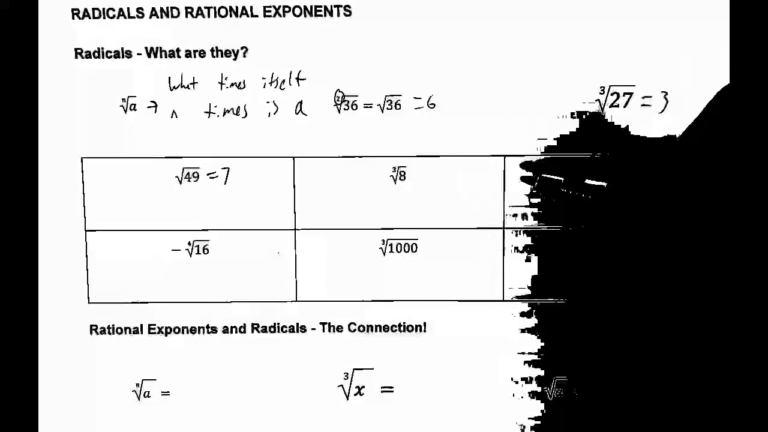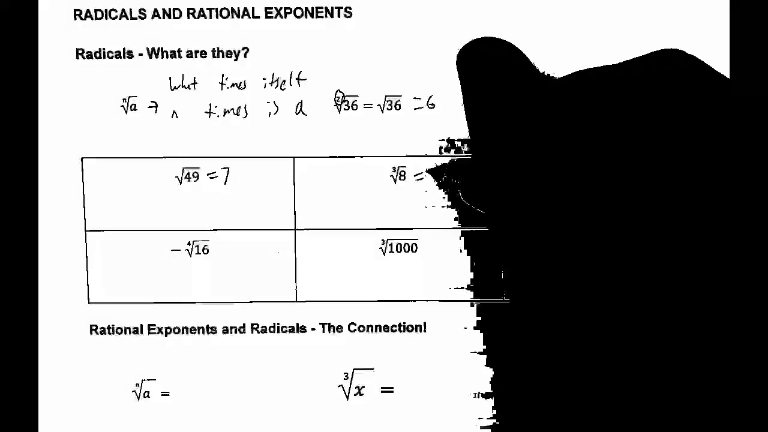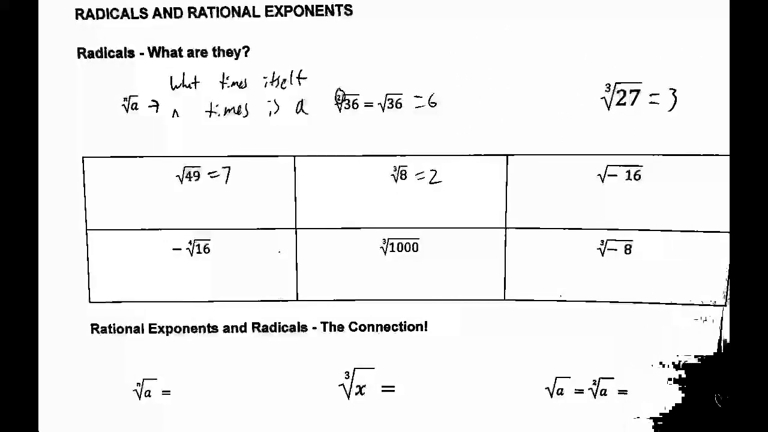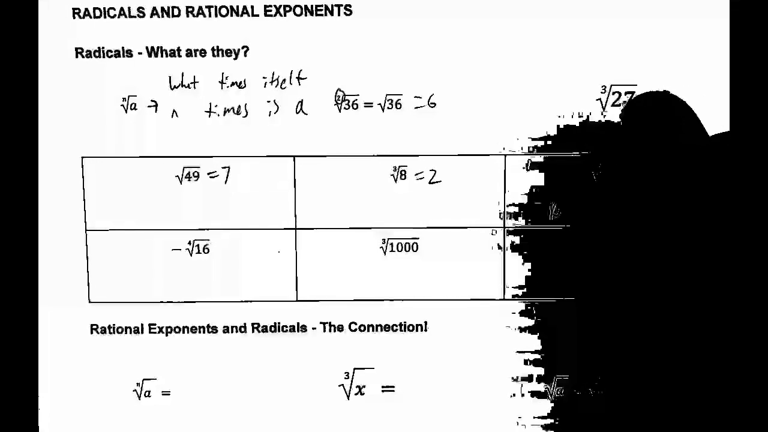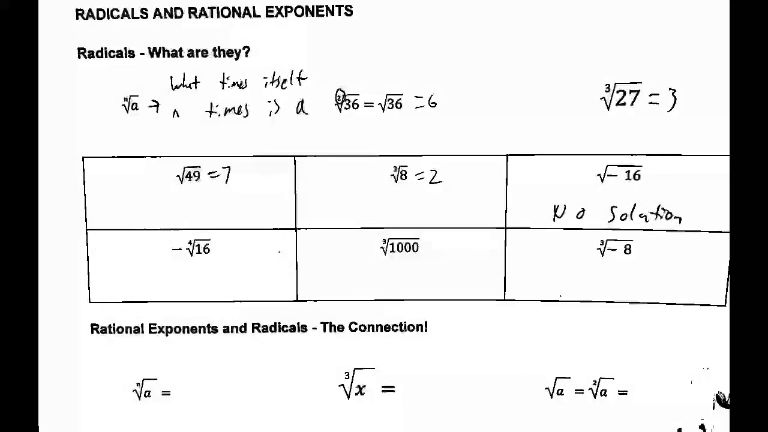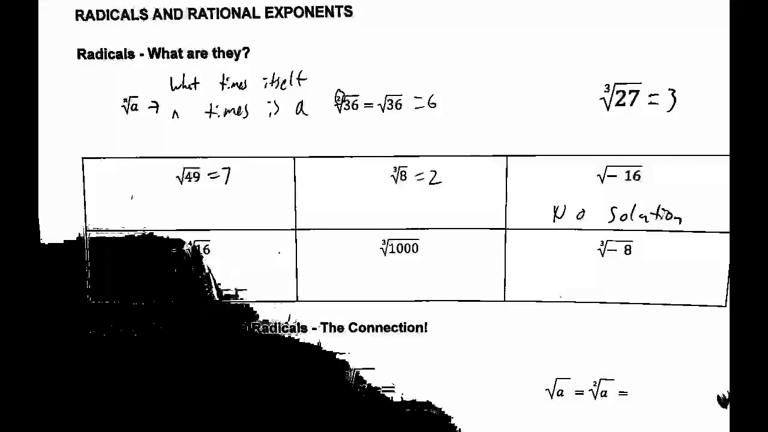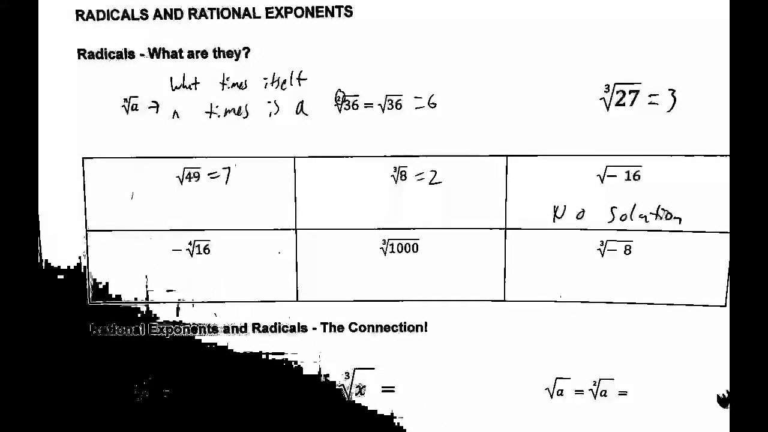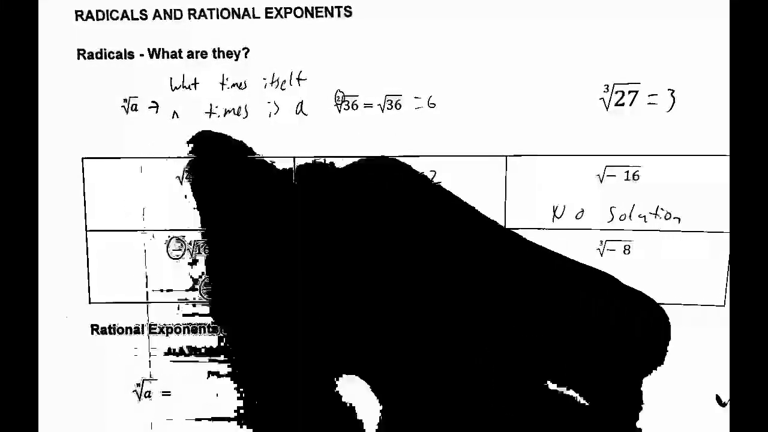What times itself twice is 49? That's 7. What times itself 3 times is 8? That's 2. What times itself twice is negative 16? That's not possible. There's no solution, right? Because every number times itself is a positive number. Okay. What times itself 4 times is 16? That's 2, right? But we're going to make it negative, so it's going to be negative 2.